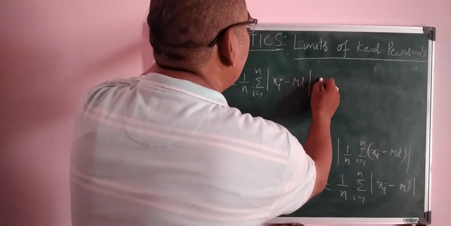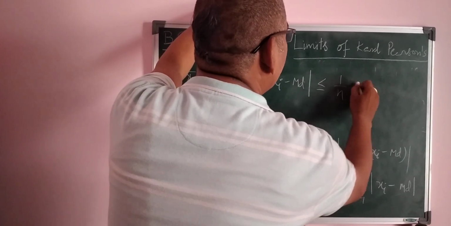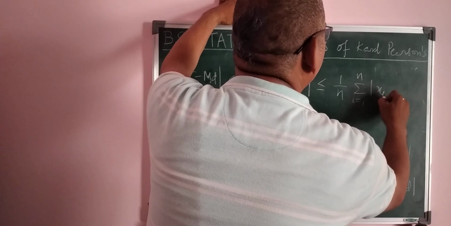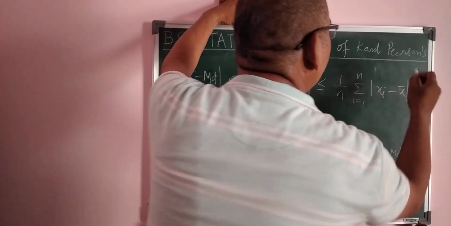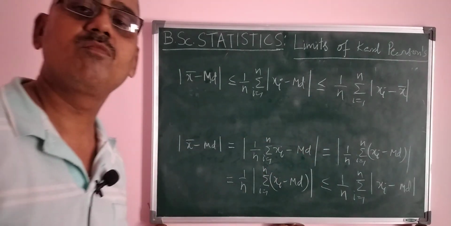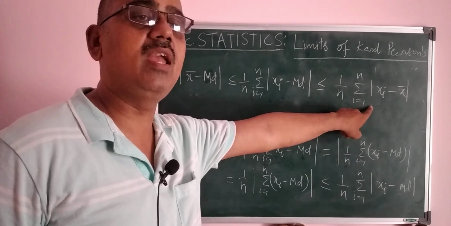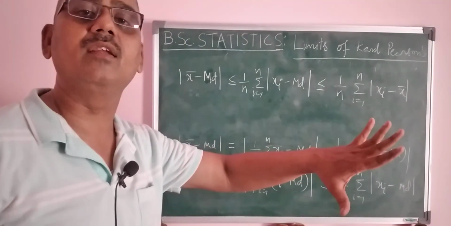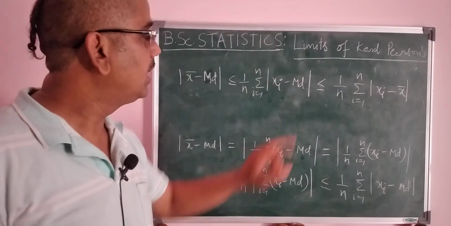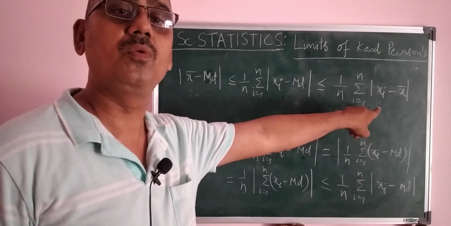Now I am comparing it with 1 by n summation i equal to 1 to n modulus of xi minus x bar. I am taking the same mean deviation, but from mean. Hope you understand. One is taken from median, the other is taken from mean. The mean deviation taken from median is least. Therefore, I am writing less than or equal to.